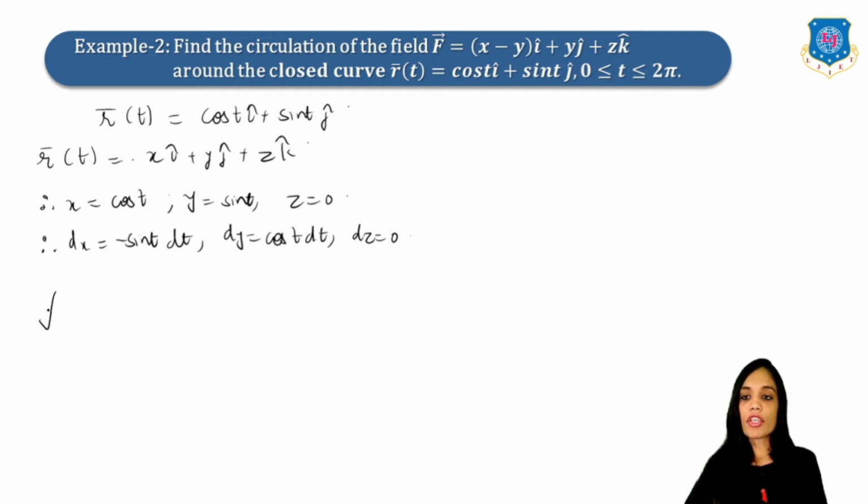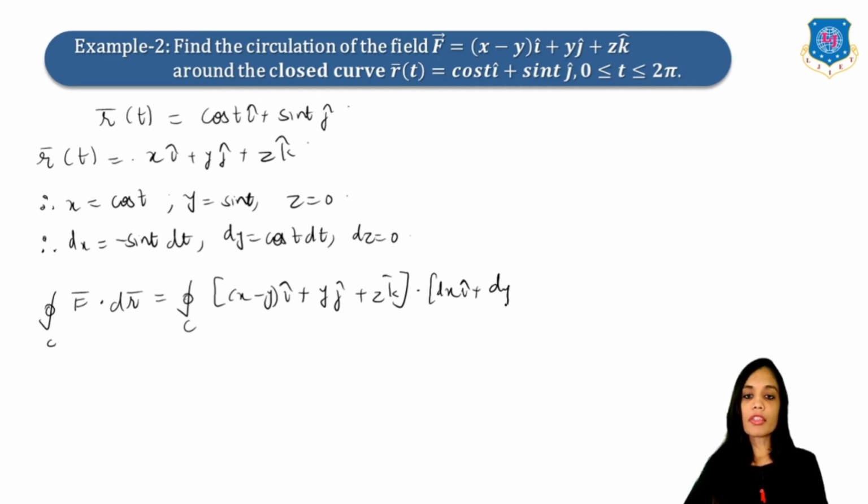So now the circulation over C of f bar dot dr bar will be the circulation over C of (x minus y) i cap plus y j cap plus z k cap dot dx i cap plus dy j cap plus dz k cap. Now we know z is 0, so in the integration, put the values of x, y and z. Right? So x is cos t, minus y is sin t.